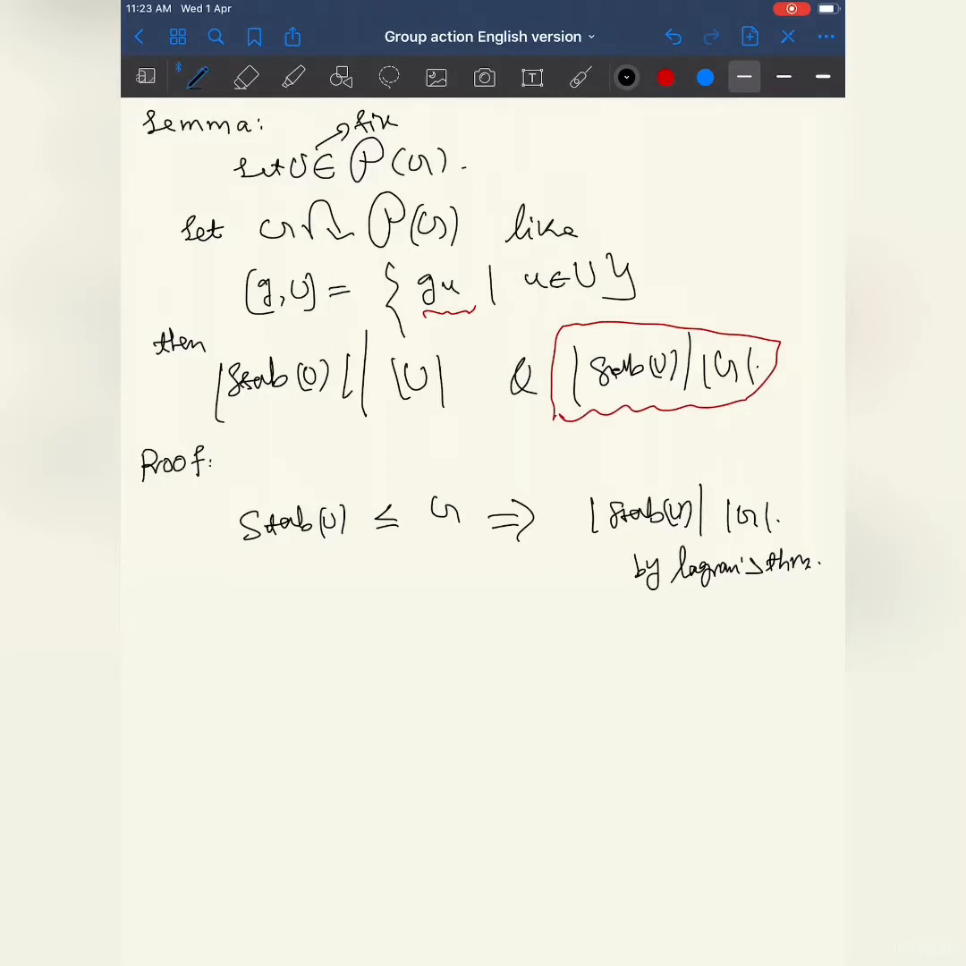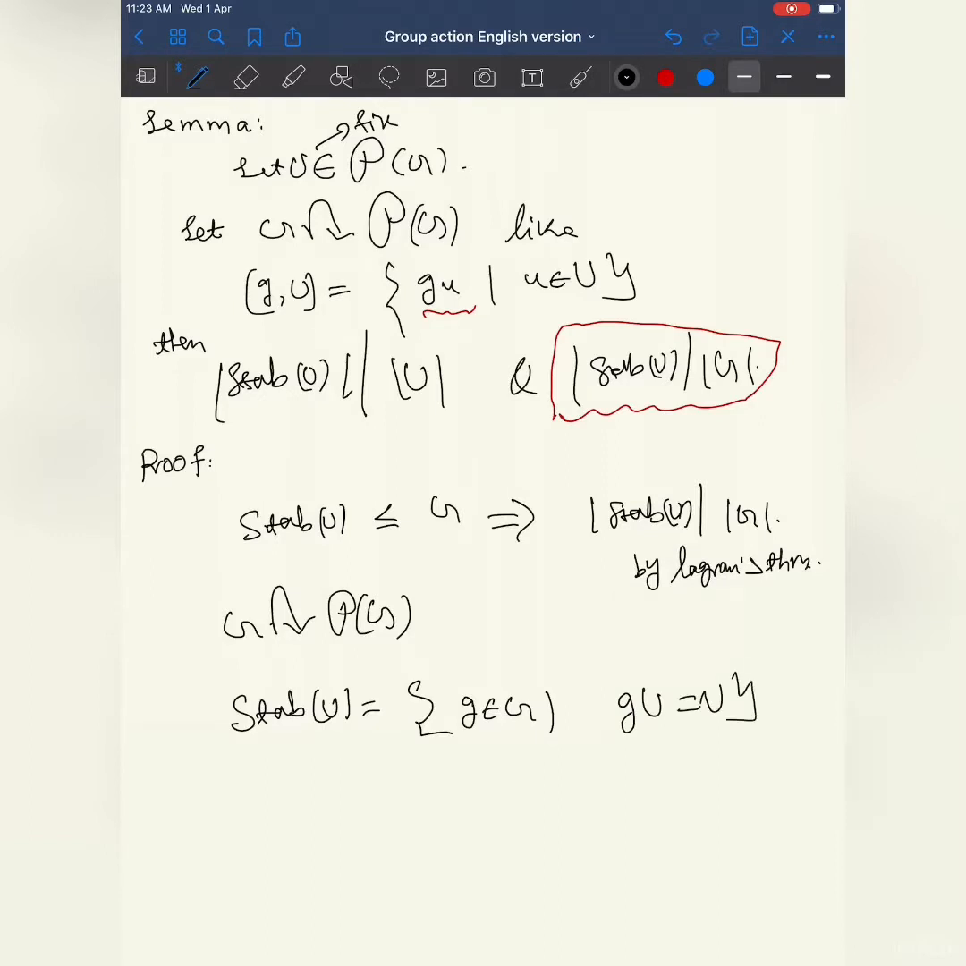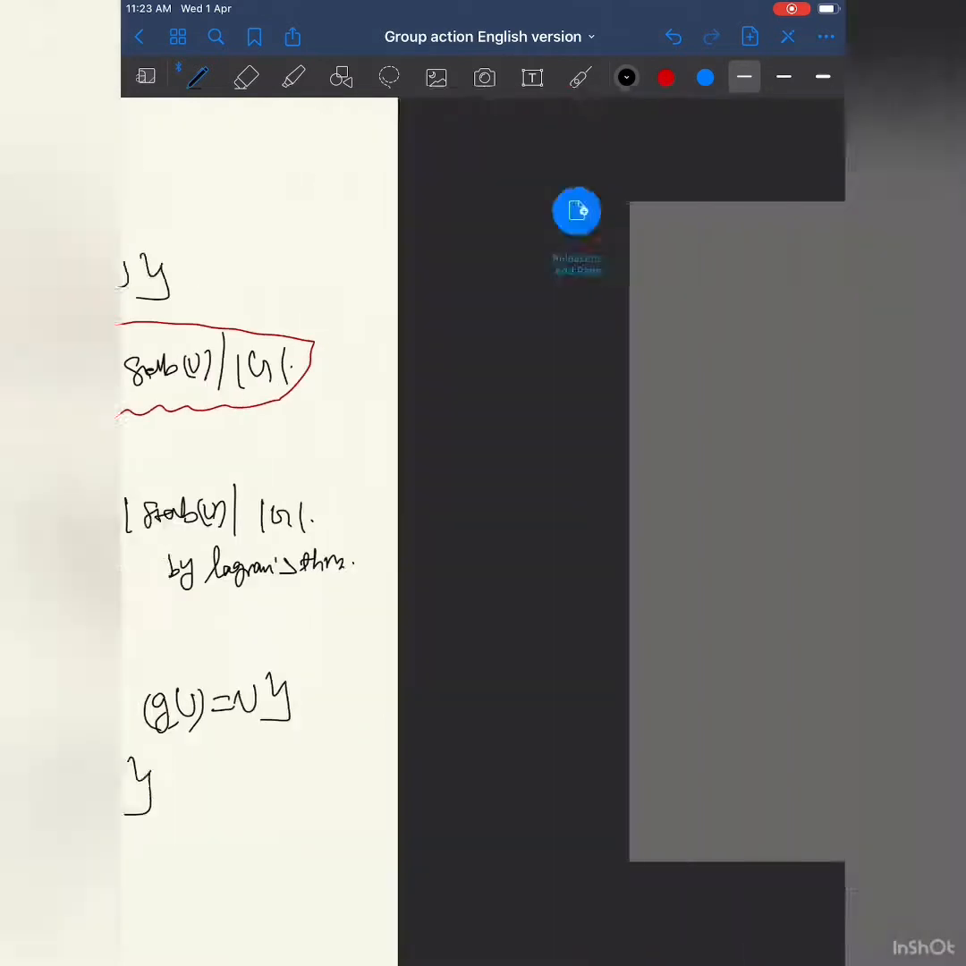We have to understand the group action, what's going on. First, G acting on the power set of G. We will restrict this action to the stabilizer of U. What is the stabilizer of U? The set of all g belonging to G such that gU equals U. How does g act on U? By g·u such that u belongs to capital U. This is how it acts.